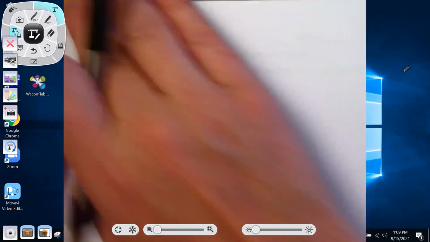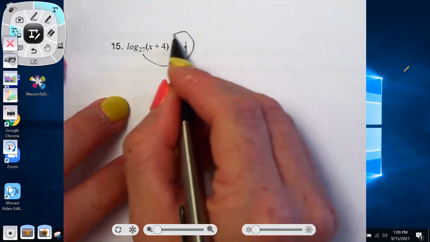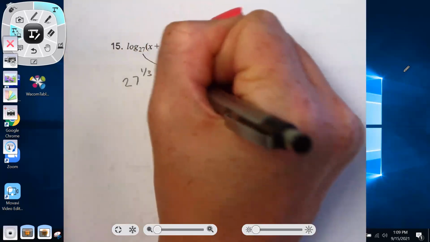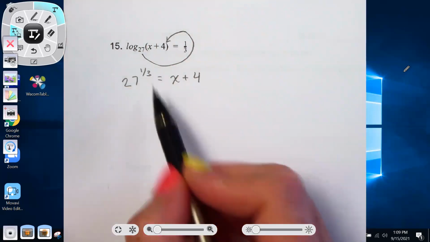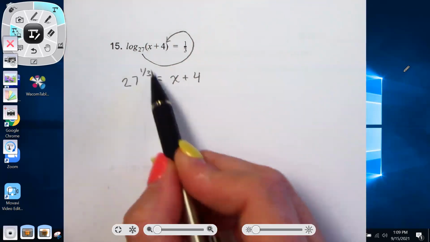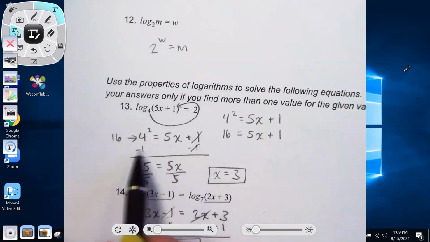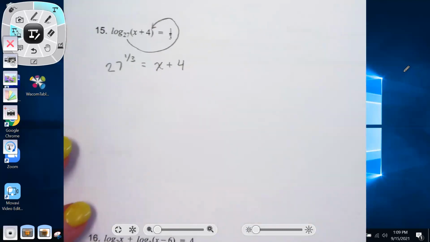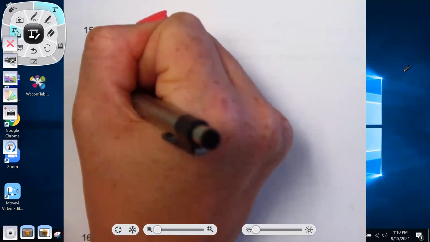Number 15, we have a logarithm on one side with just a number on the other side. So we change to exponential form. 27 to the 1/3 power equals x plus 4. Okay, 27 to the 1/3 power is not like a common thing for people to know. So on number 13, when I skipped straight to just subtracting 1 from both sides, that was pretty simple for me to do. On this one, I'm going to go ahead and add that extra step of getting the value of this first. 27 to the 1/3 power is 3.